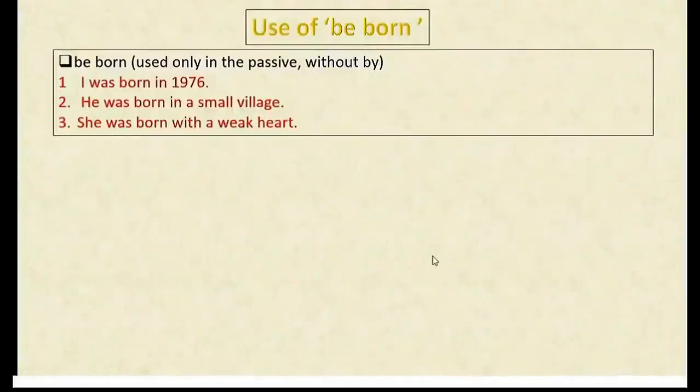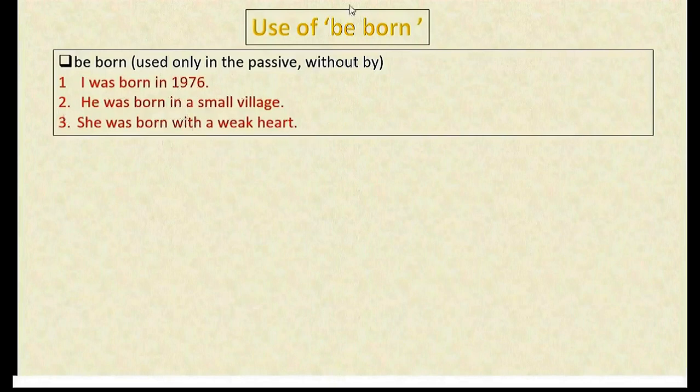This slide is about the use of be born. Be born is used only in the passive and without by. Here you find 3 examples. I was born in 1976. He was born in a small village. She was born with a weak heart.